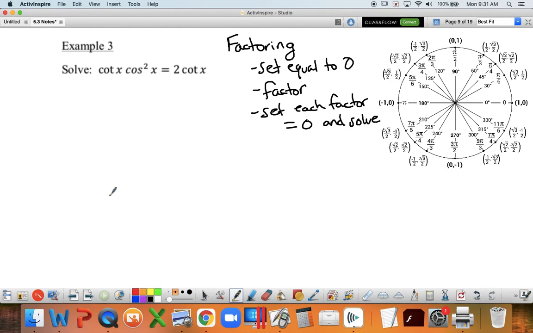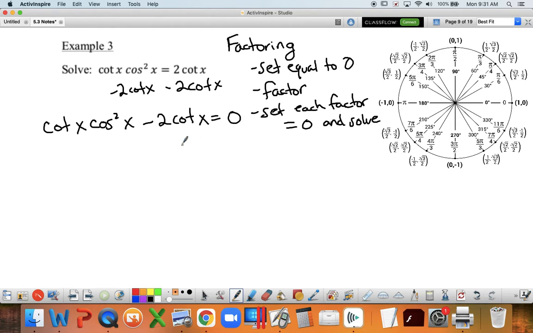So I know that I want to first set it equal to 0. So I'm going to subtract 2 cotangent x from both sides. So I get cotangent x times cosine squared x minus 2 cotangent x is equal to 0. Now I want to take out my GCF. So what term is common to both of these terms? Well, it's cotangent x. So once I factor that out, I get cosine squared x minus 2. And if I wanted to, right, I could distribute this through to double check that I did it right. I did. So now I have it factored.